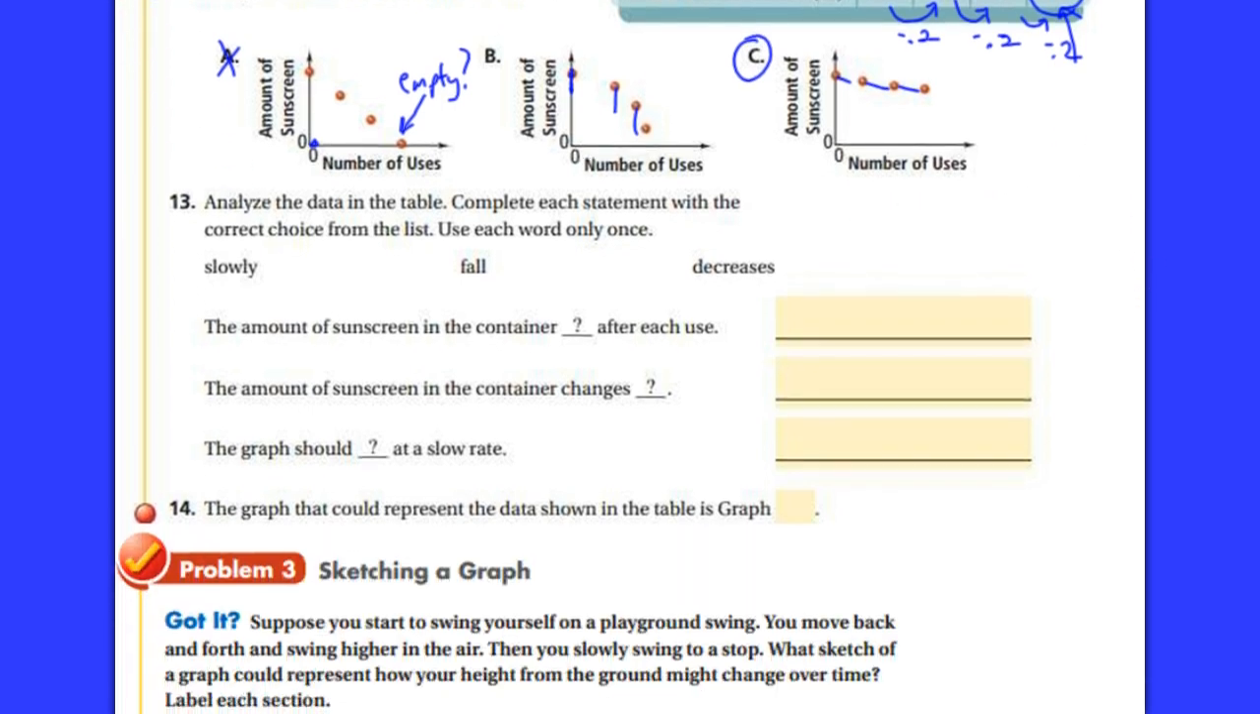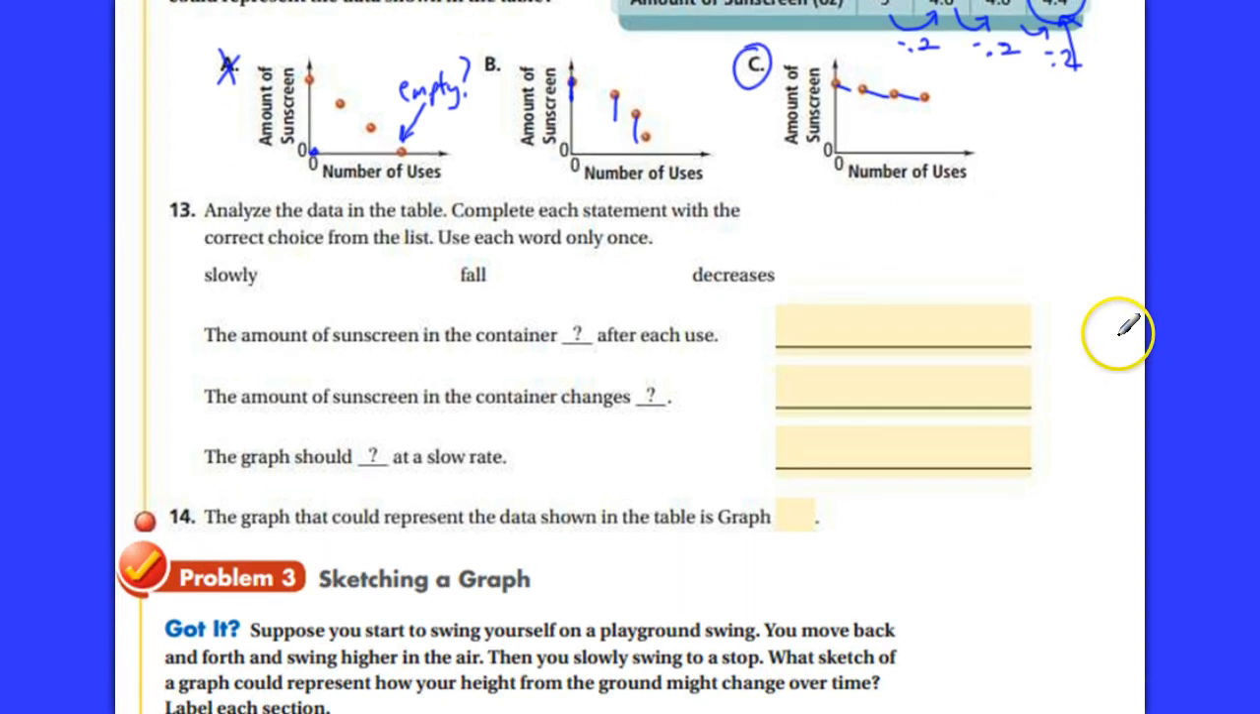And so let's move on down and see if we can answer these questions and see if it agrees with what we've said. It says, analyze the data in the table and complete each statement with the correct choice from the list. Use each word only once. So they gave us 3 words here: slowly, fall, and decreases. And they're saying which word fits into these particular sentences.